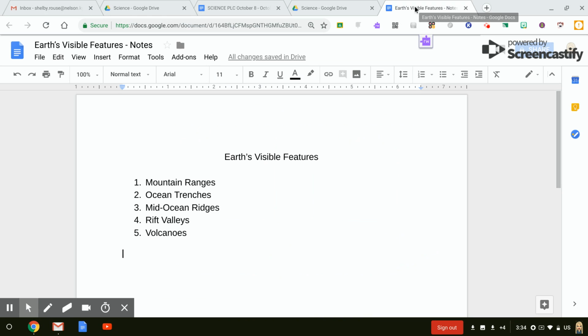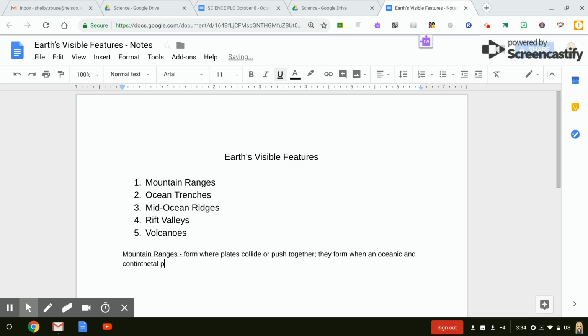So for mountain ranges, we're going to add to our notes: Mountain ranges form where plates collide or push together. They form when an oceanic and continental plate converge. Remember, that means collides, comes together, pushes together. That's just what converge means.